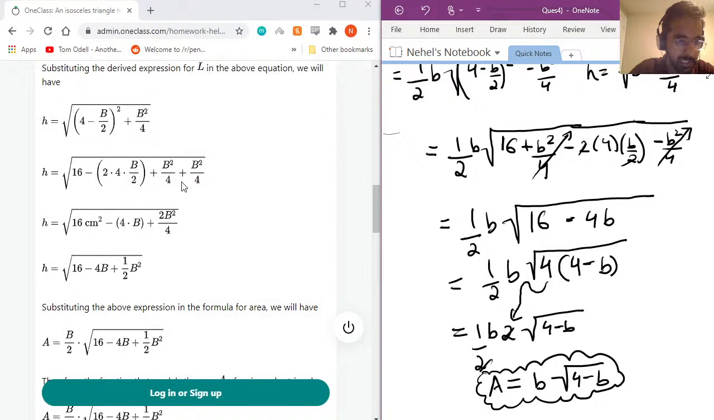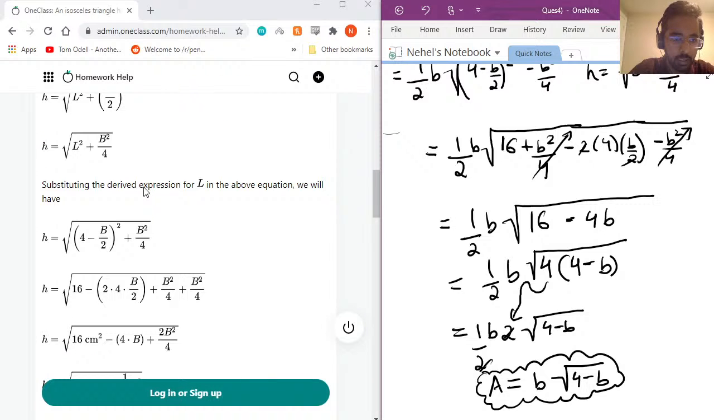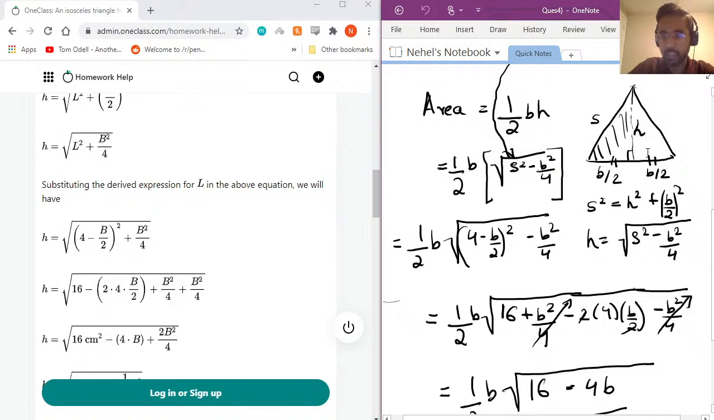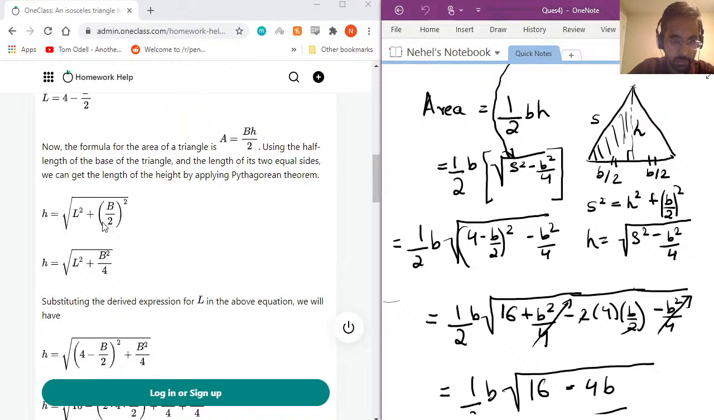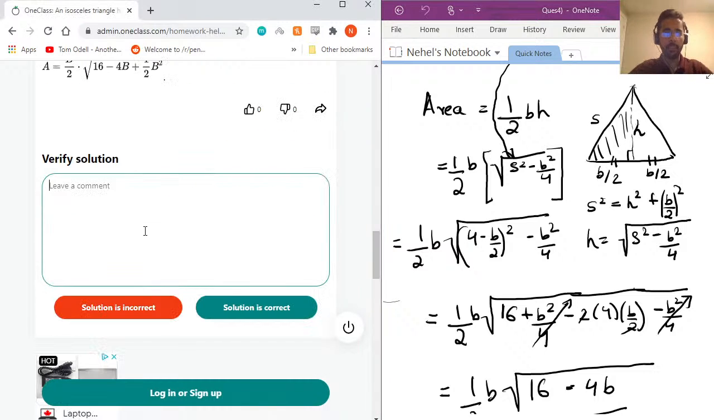So the final answer is actually incorrect in this case, and I think the reason for that is 16 minus 4b. I see. So if you look here, this term should have been negative, because when we're calculating h, which is the height, it's actually the perpendicular term and not the hypotenuse. So that's why this equation is incorrect, and this should have been L squared minus b over 2 squared. So this answer is actually unfortunately incorrect.